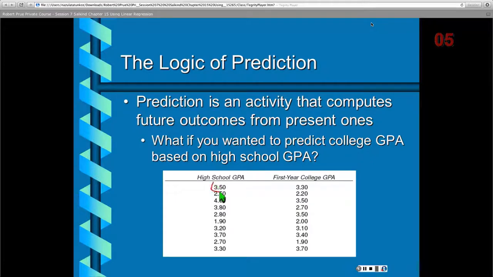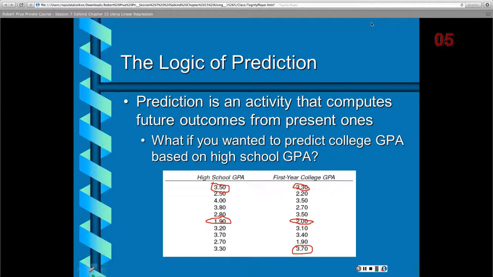So here's my pen of this GPA, and then we got a 3.3. This 1.9 person here, even though they did a little better in college with a 2.0, they still didn't do as well as that person with a 3.5. And even though the person with a 3.5 got a 3.3, the 3.3 got a 3.7 in college. Yeah, this is the way it goes. There's a little bit of a trend, though, that I think we can see.